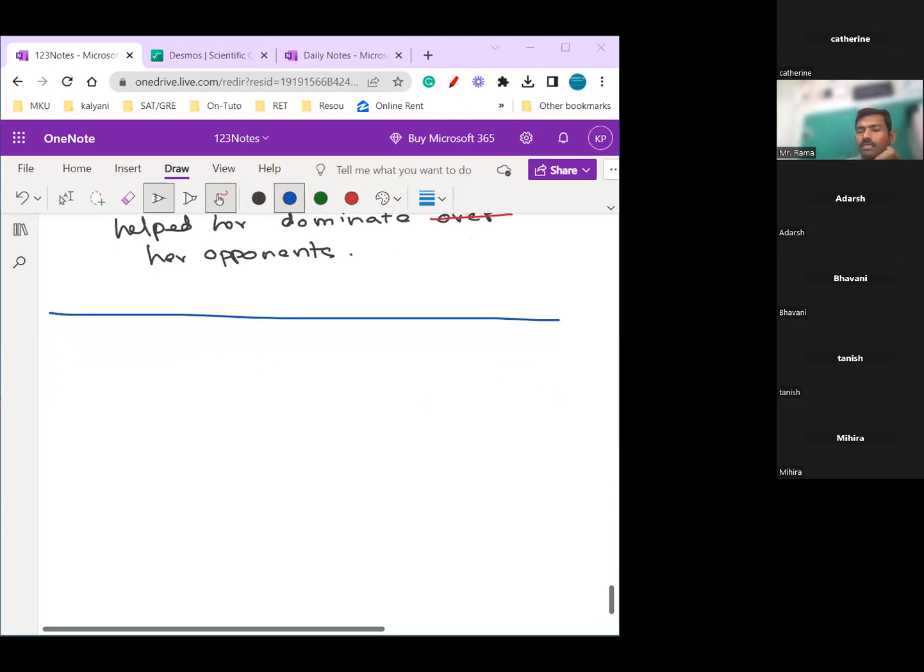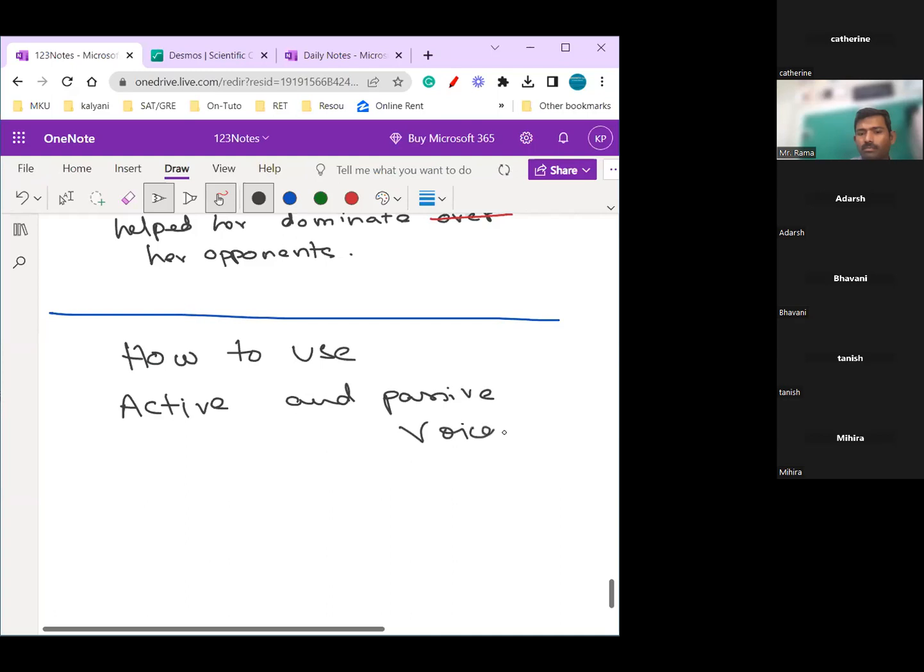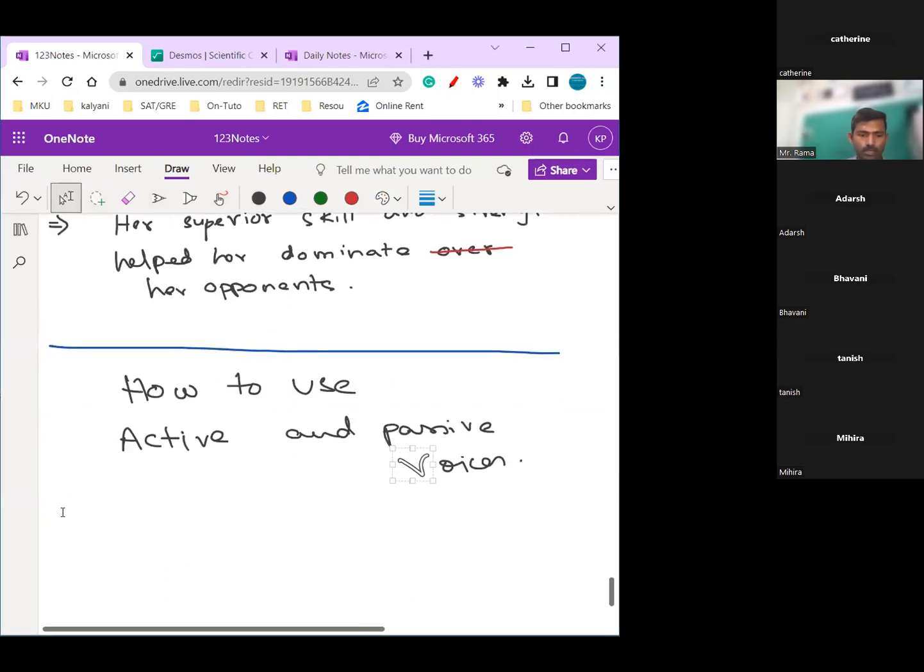The next important technique or tip is you have to know how to use the active voice and passive voice. I guess you guys already know what active voice and passive voice are, or how to use them. Let's look at one quick question so that we can get an idea. Please read this one when it comes out. Let me put it out there.